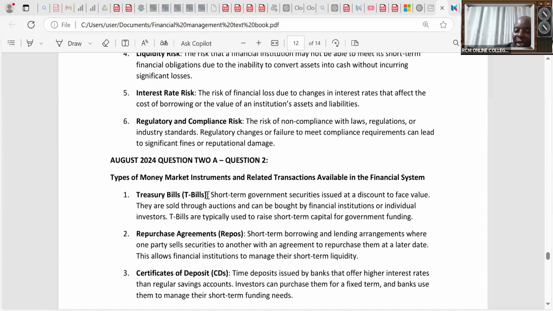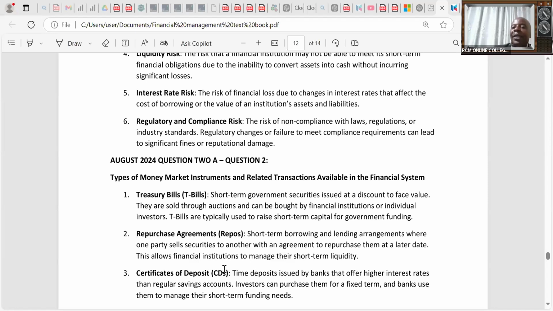For now, we want to understand everything here. So whenever they talk of money markets, remember treasury bills, and then remember these repos arrangements. Short-term borrowing and lending, where one party sells securities, could be shares, whatever, to another with an agreement to repurchase them at a later date.